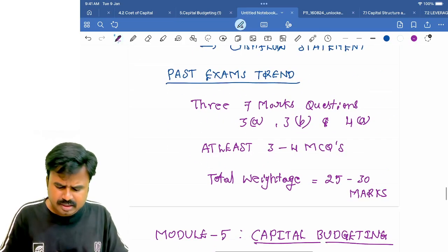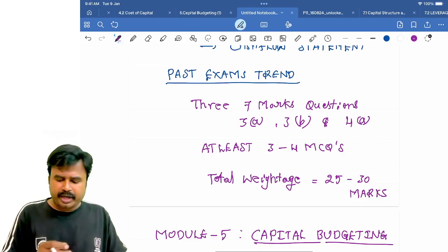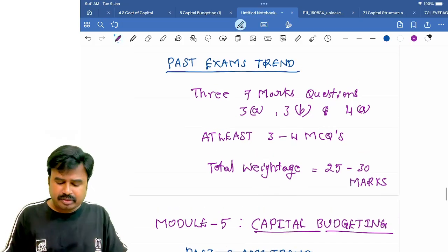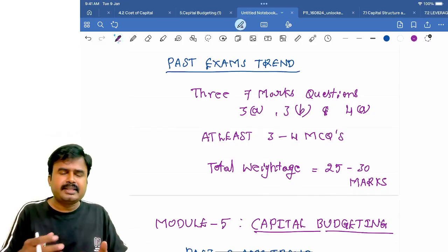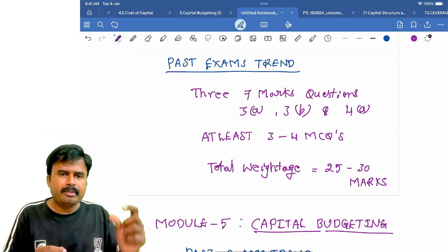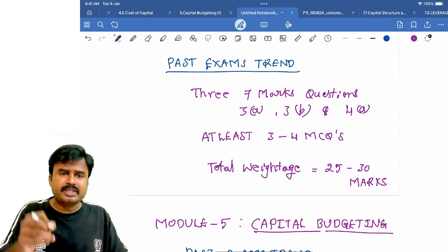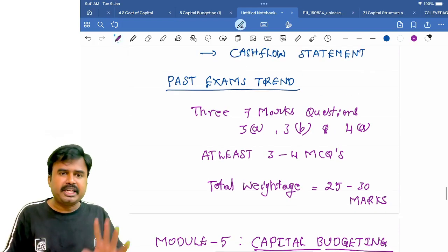You know, my dear students, each question carries 7 marks. So 3 into 7, 21 marks. And also at least 3 to 4 MCQs are covered. From this chapter, you can see at least 3 to 4 MCQs in the main examination paper. In question number 1, there are 15 MCQs. Out of 15 MCQs, at least 3 to 4 MCQs are related to tools for financial analysis, especially ratio analysis.